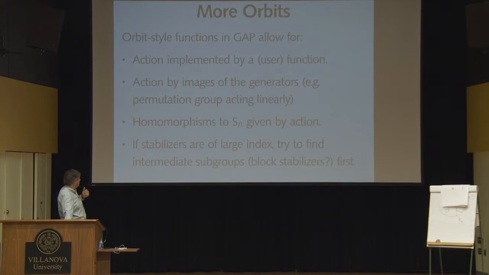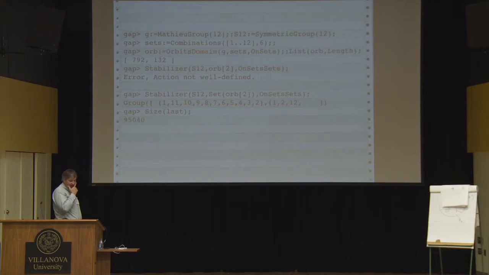If your orbits are large, that means if the stabilizers have large index, it can be useful. Again, the cost is proportional roughly to the index. If you know a block system that would give you an intermediate subgroup, this is very much worth doing, to try to find a smaller orbit length: an intermediate subgroup which lies between the point stabilizer and the whole group.